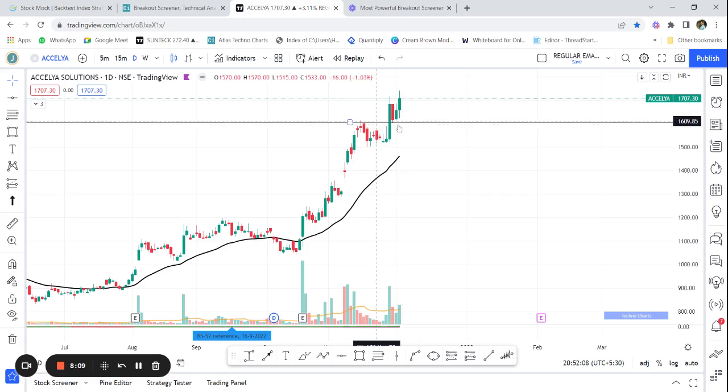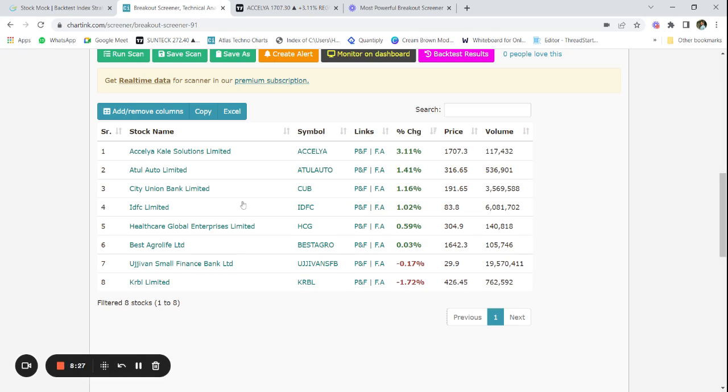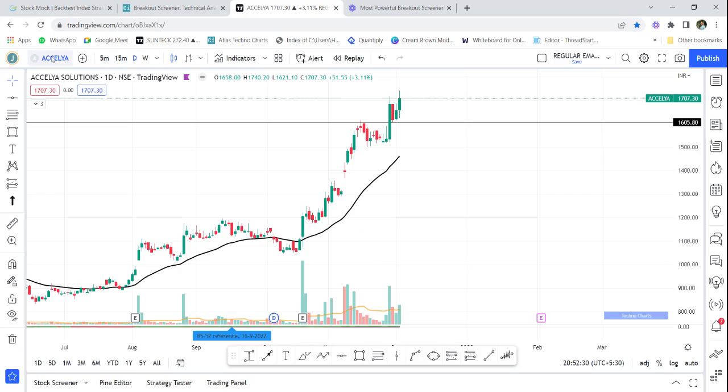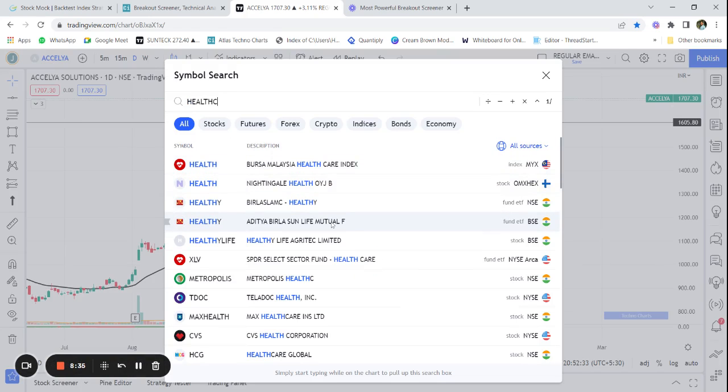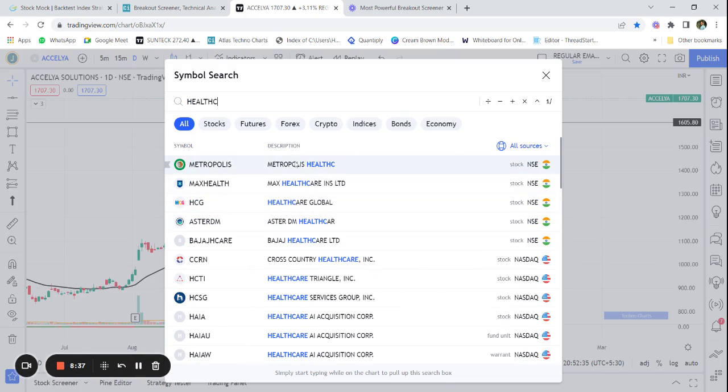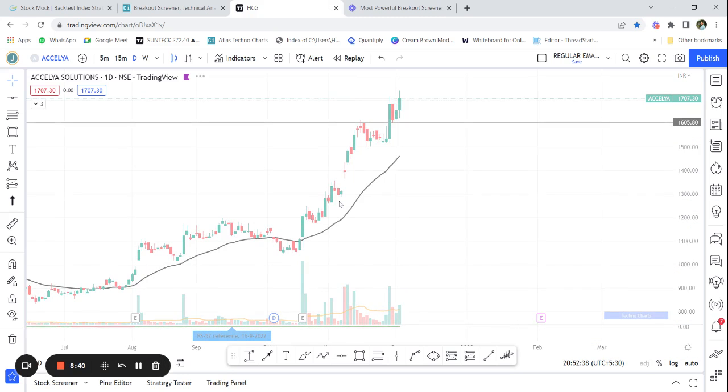So now we see that the stock has broken out and is now near the resistance. You can call this a resistance, and the stock is now consolidating here. If you get any pullback near 1640 rupees, you can go and buy this at 1640 rupees. Let's look at one more stock, Healthcare Global Enterprise Limited, Healthcare HCG.